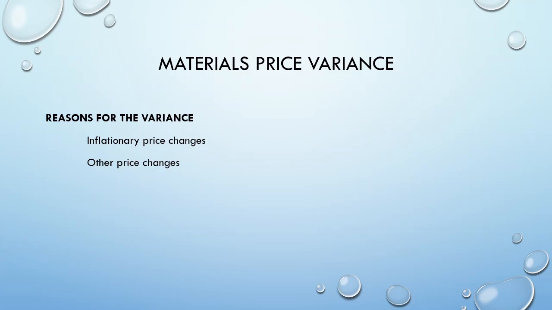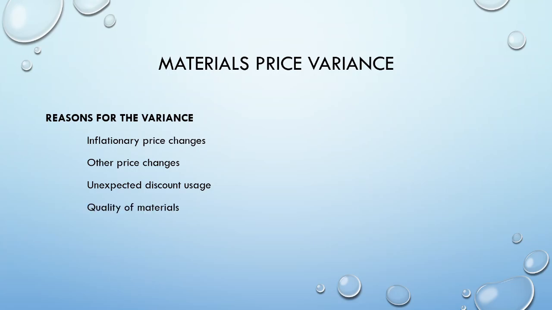Firstly, maybe we didn't account for inflation or other price changes correctly. We will consider this type of issue more when we look at planning and operating variances later in the series. Maybe we were unexpectedly able to use a quantity discount, or maybe we didn't buy enough to make use of the quantity discount that we thought we would make use of.